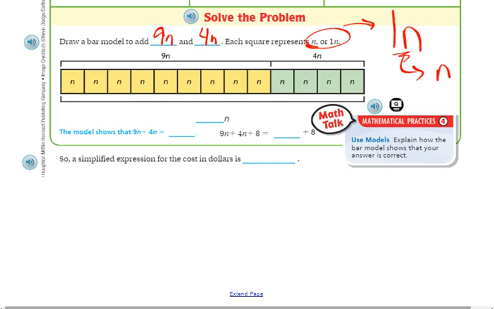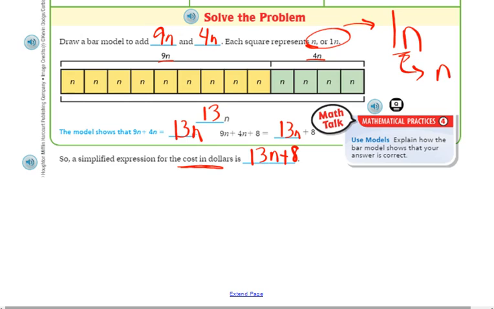So we have 9 n's in a row here and 4 n's. If you add those together, you add your coefficients, and if you counted them all up there, you'd see that we have 13 n's. So the model shows that 9n plus 4n is 13n. So that means in a simplified version, 9n plus 4n plus 8 equals 13n plus 8. So a simplified expression for the cost in dollars is going to be 13n plus 8.